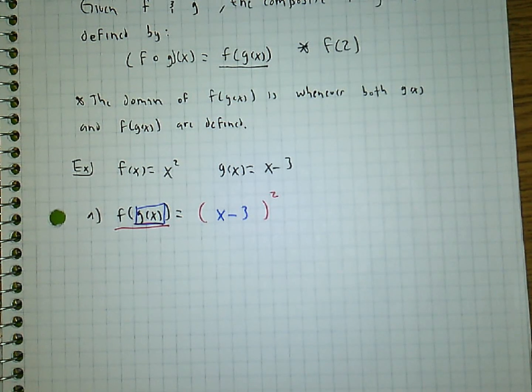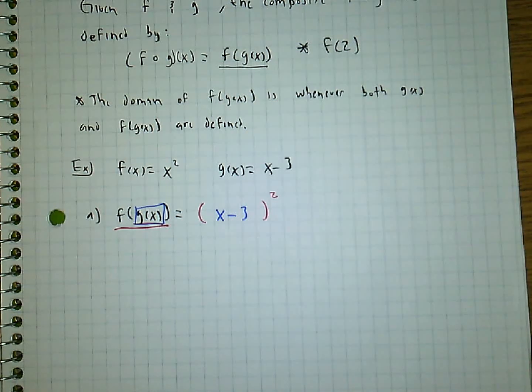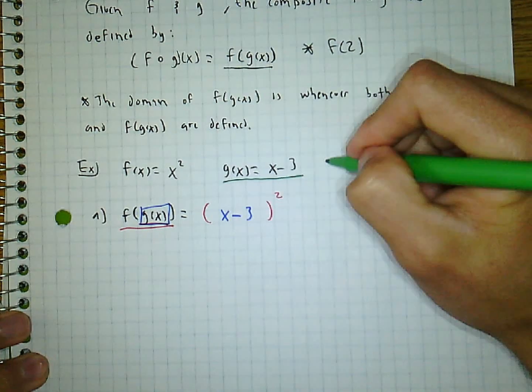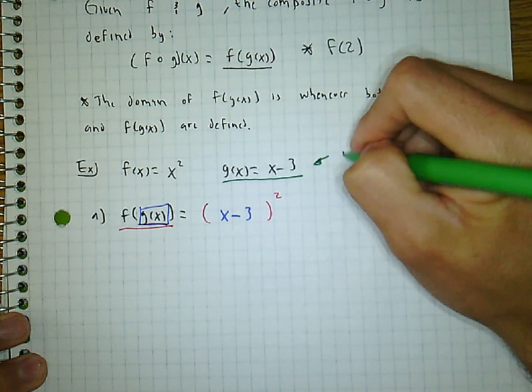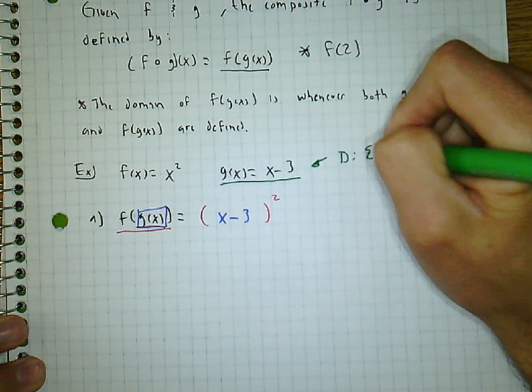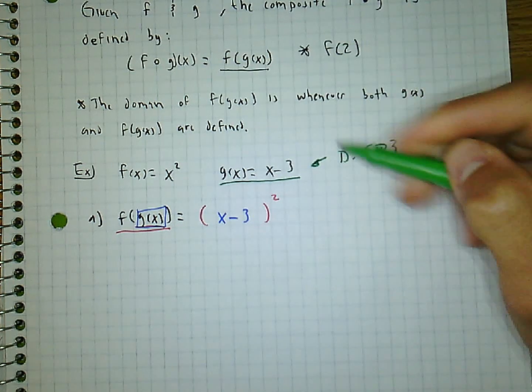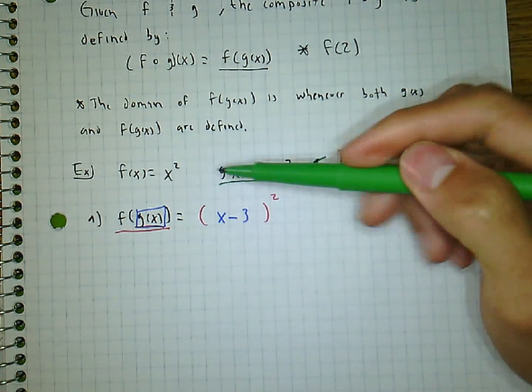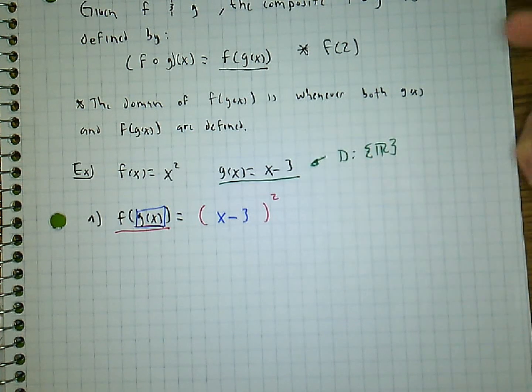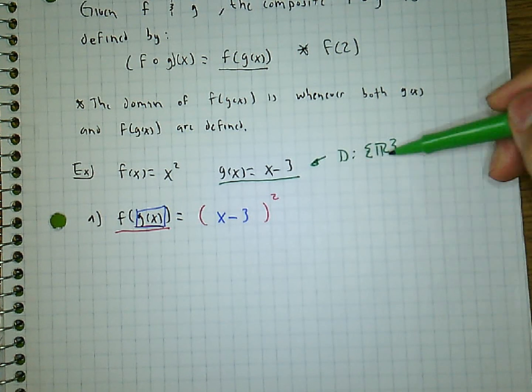Now, let's say you want to talk about the domain, okay? This is going to depend on the function that you are inputting. First of all, the function that I am inputting happens to be g of x. Now g of x is a linear function whose domain is the set of all real numbers. Therefore, once I do my composite function, it means that you can actually use any value. So there's no problem, there are no restrictions.